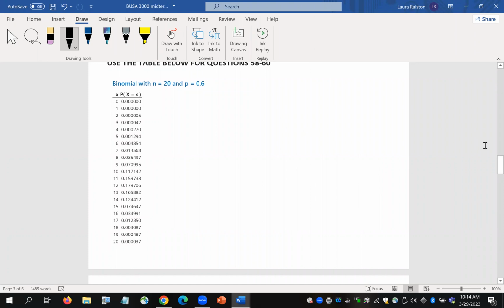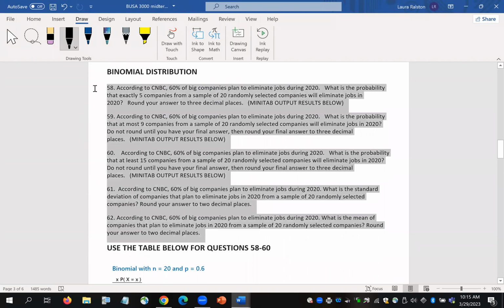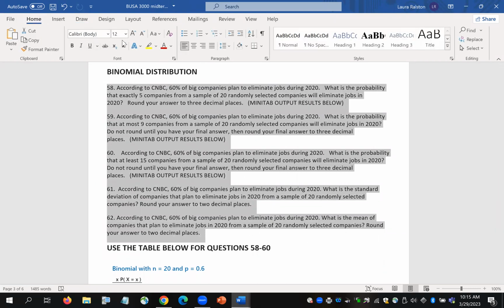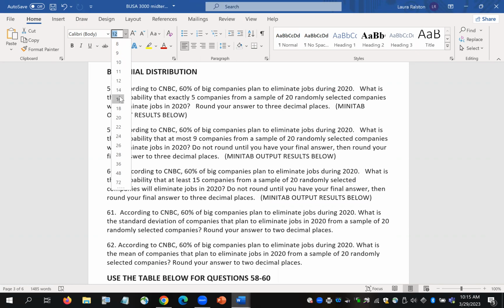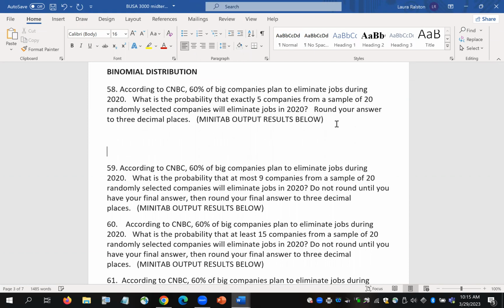Sometimes I might forget and end up including the X with whatever the number is. That's why that table is important, because it's going to help you know whether to include it or not, because it very clearly tells you that on the table. So I'm on the review sheet, and the binomial questions are 58 through like 61, 62.